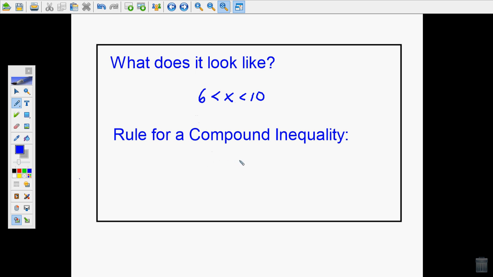And so the rule for a compound inequality, it's kind of two rules, but the first rule is that x has to be in the middle, or the variable has to be in the middle. And when you solve it, you work on both edges. And you'll see what I mean by that here in just a second. Okay, so we got to keep the variable in the middle, and then we're going to work on both edges as we go to solve these compound inequalities.